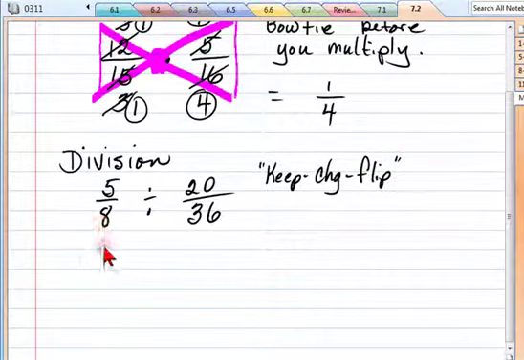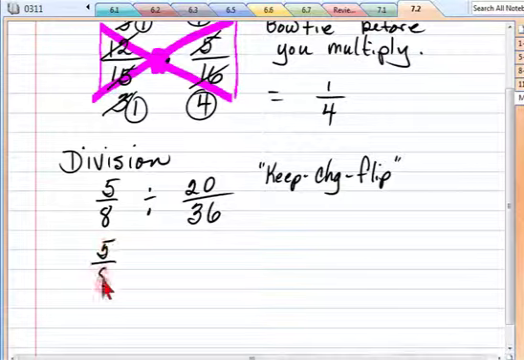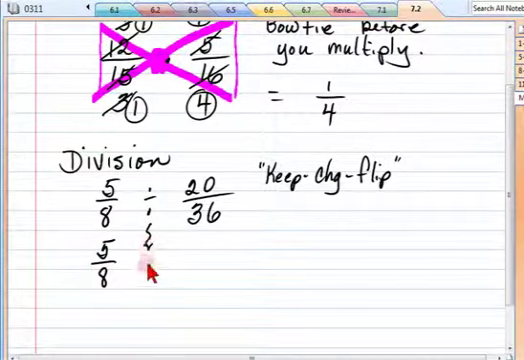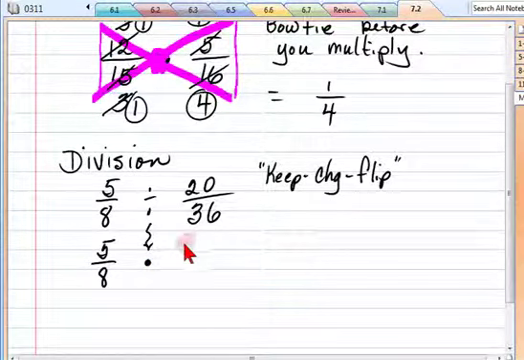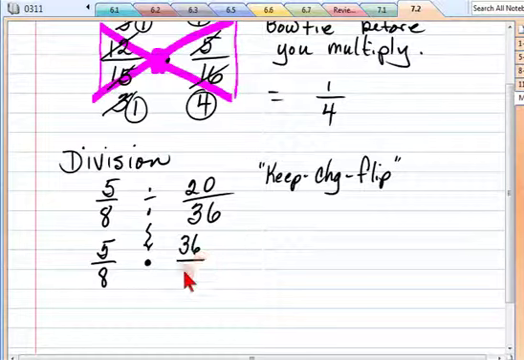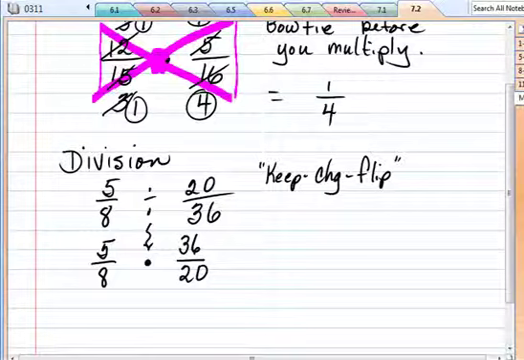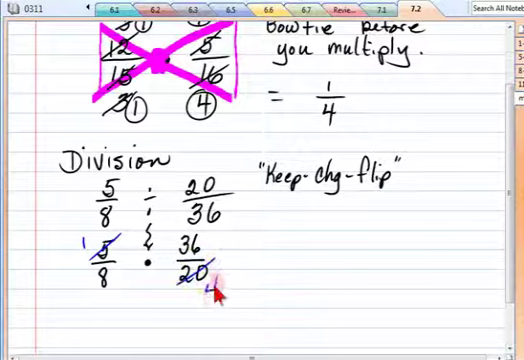You're going to keep the first fraction exactly as it is. You're going to change the operation to its inverse, which is multiplication. You're going to flip, which is another inverse, that to 36/20. And now you will, quote, bow tie. What do you see that we could do? The 5 and the 20, okay, 5 goes in there once, 5 goes in there 4 times.